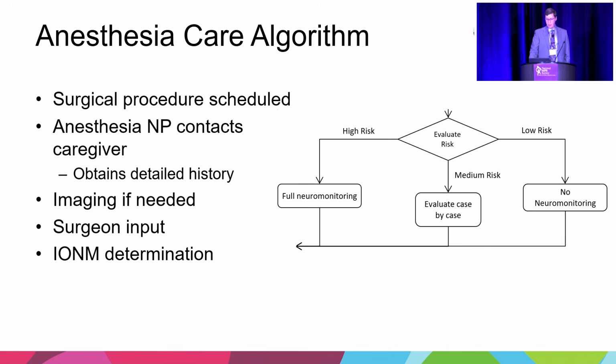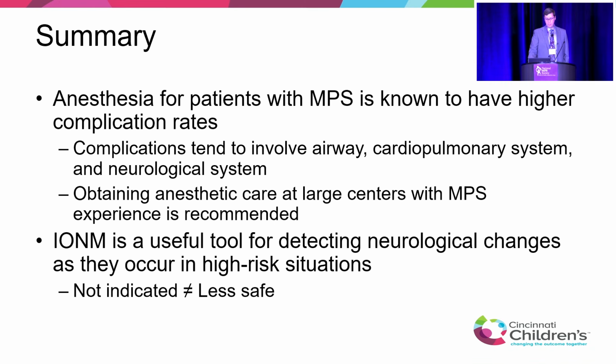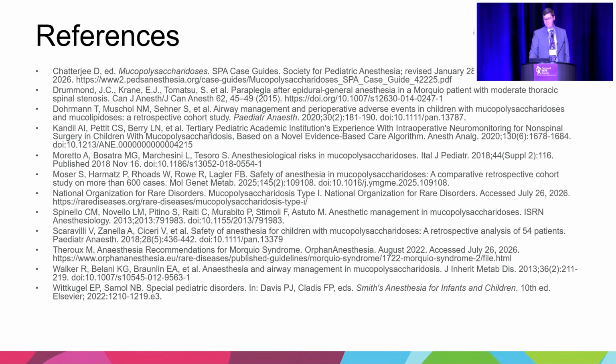So I know we talked about quite a bit here. I just want to summarize that anesthesia is high risk for patients with MPS. The complications tend to involve the airway, the cardiopulmonary system, and the neurological system. One of the things you can do when possible is obtain your anesthetic care at large centers with MPS experience. And IONM is a useful tool for detecting neurological changes as they occur in high-risk situations, but if it's not indicated, that does not mean the anesthetic is less safe.